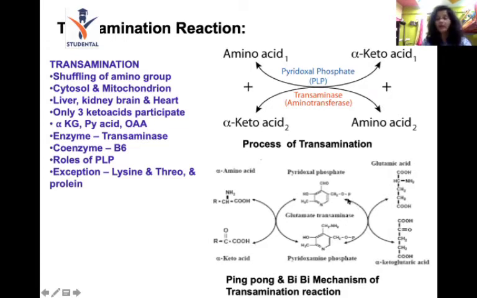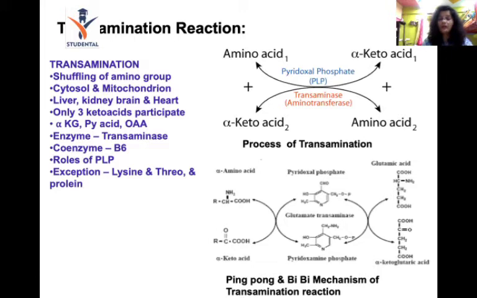So this pyridoxal phosphate acts like a ship's base here, because it holds the amino group of this amino acid for some time, and then it donates it to another keto acid. And this mechanism is also known as the ping-pong or bi-bi mechanism of transamination reaction.